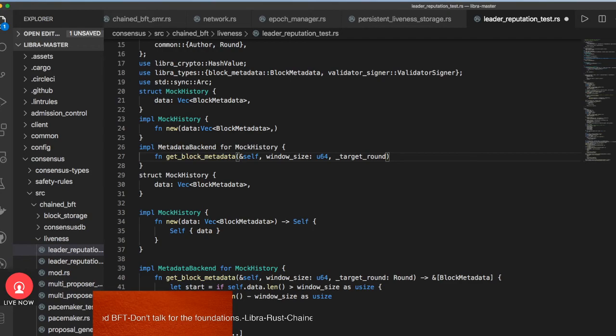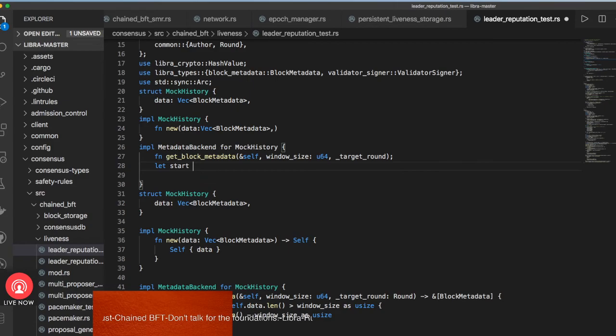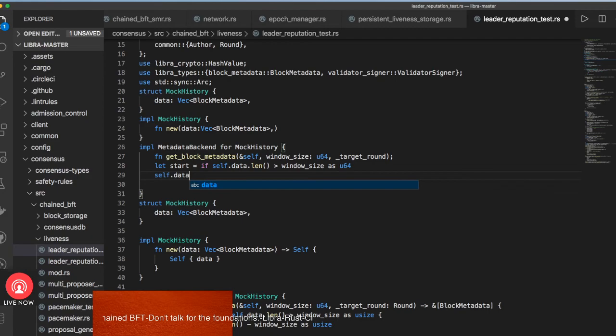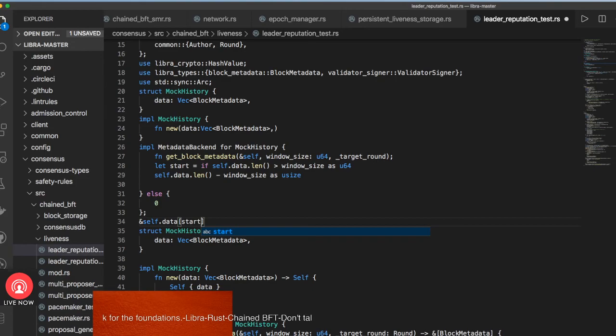So let's start a condition of this. So either self data is the window size, the same implementation, this self data will have this length less than the window. Else with this, yeah, zero. So if the self data start more data here.